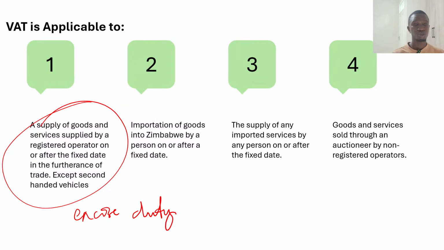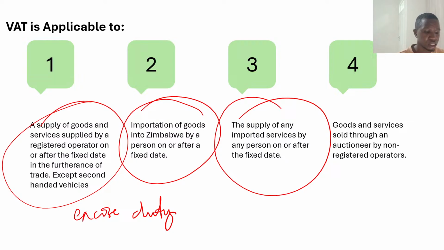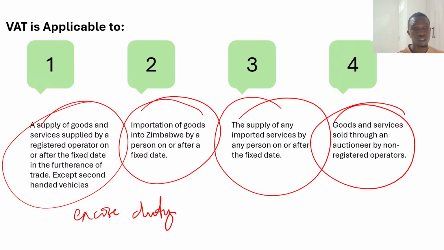Then also, where do you pay VAT? When you are importing goods into Zimbabwe. When you are an importer, you pay VAT automatically at the border, whether you are any person or company. Then the supply of any imported services by any person needs to pay VAT as well. Then goods and services sold through an auctioneer by non-registered operators. So this is where VAT is applicable.